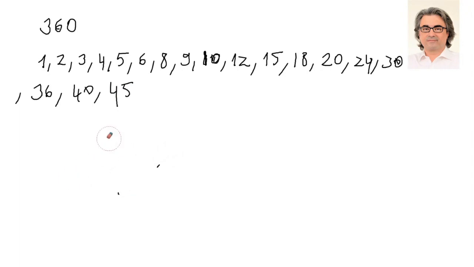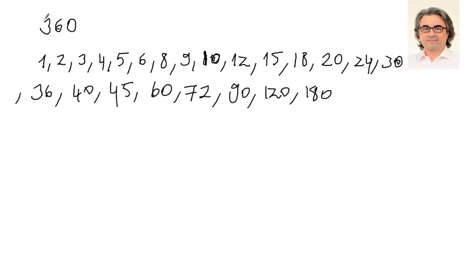And clean your division operations. You should be clean. What about 6 times which number? 60. 5 times which number? If you divide 360, which number will you reach? 72. Okay, 72. 4 times which number gives you 360? 90. What about 3? 3 times 120 gives you 360. 2 times 180 gives you 360, and 1 times 360 itself here.